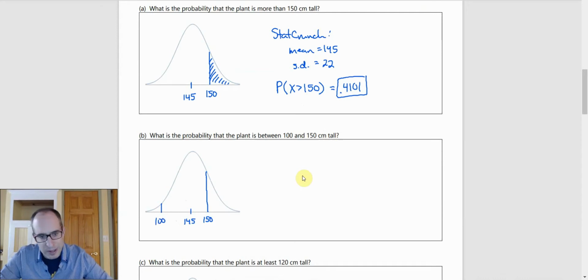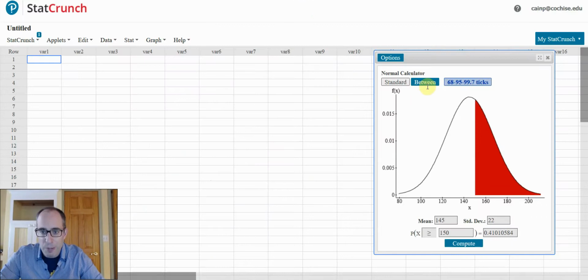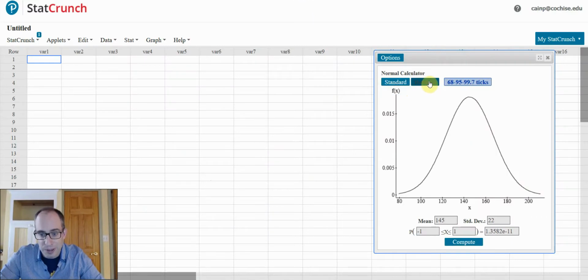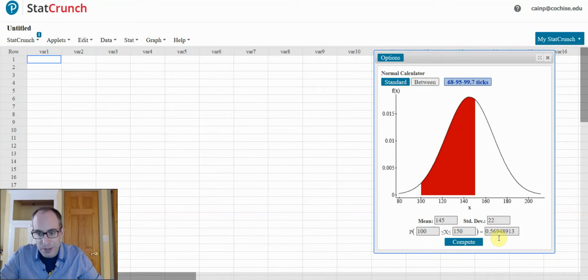And then we're trying to get this, right, the in-between. So then, all right, we can go to StatCrunch. The thing that we're going to have to use is the between. So what I mean by that is if I go back to StatCrunch, up here where you have the standard and the between, you need between here. And then our cutoff should be 100 and 150. Right, same mean and standard deviation, so I don't have to adjust them. If I do the computation, there it is. Right, 5695 to 4 places.